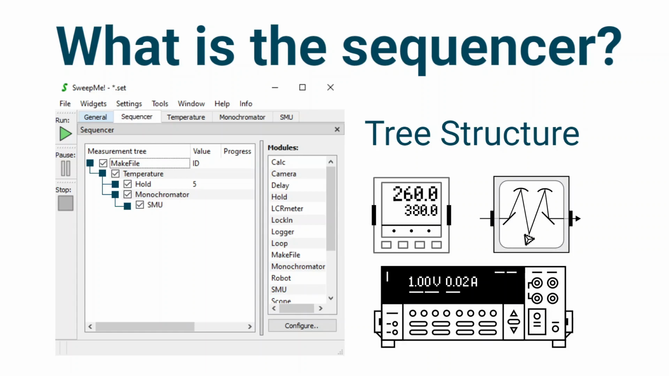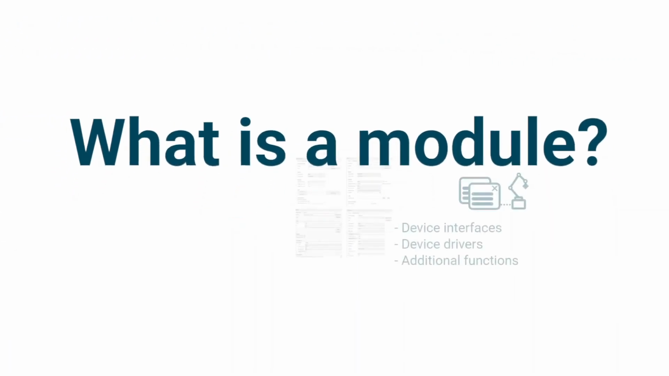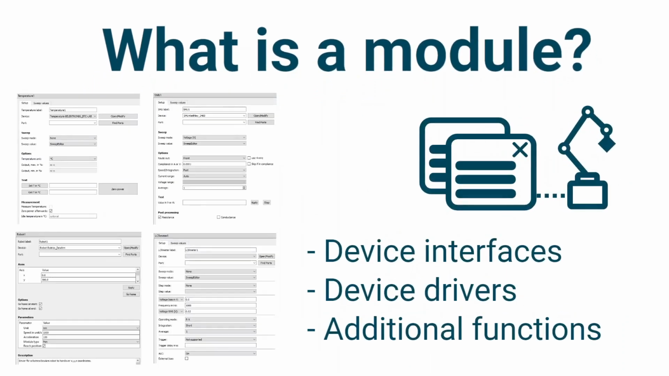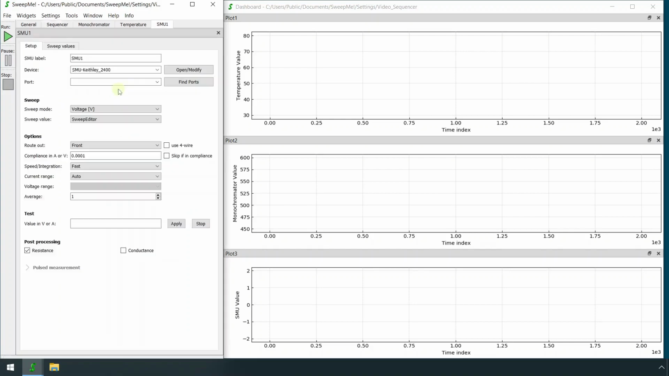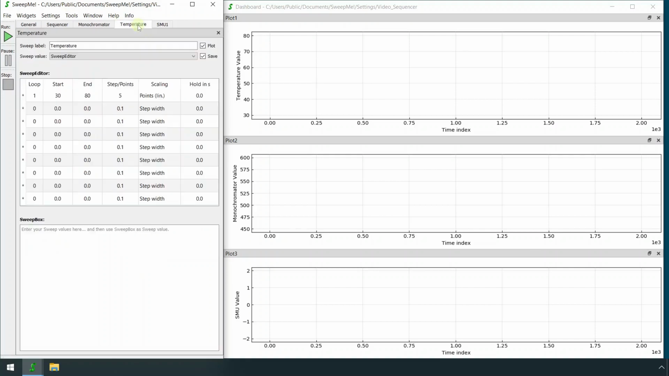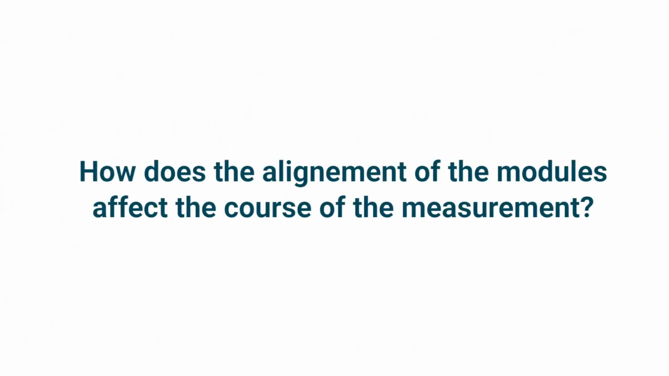What is a module? The different modules offer ready-to-use interfaces for various types of devices and operations. You can add modules to the sequencer via drag and drop. These modules can either load instrument drivers or come with other functions. Afterwards, you can set up your device in the dialog of the module. If you want to know more about the working principle of a single module, check our previous video about creating sweeps.